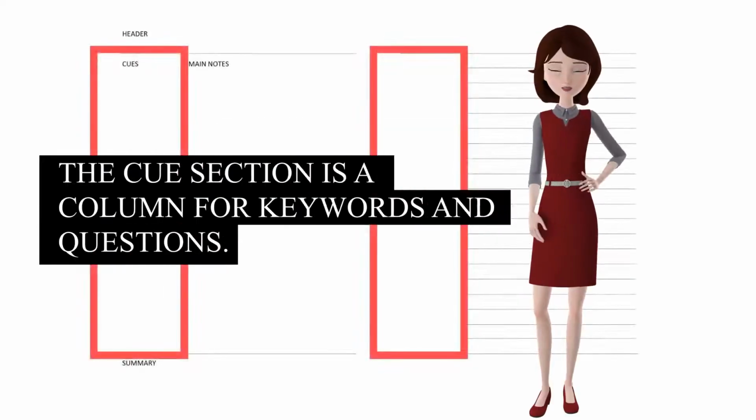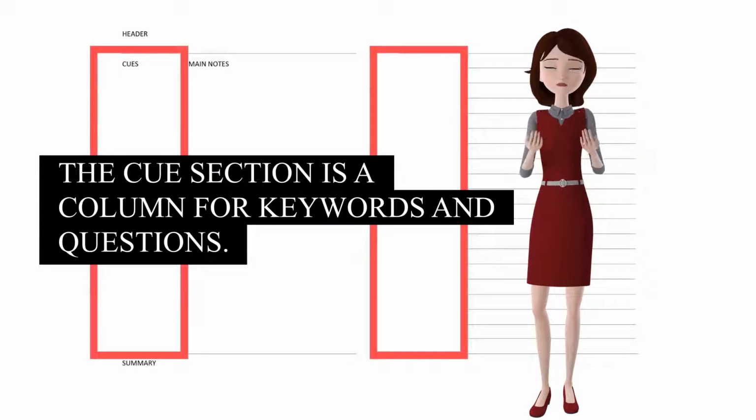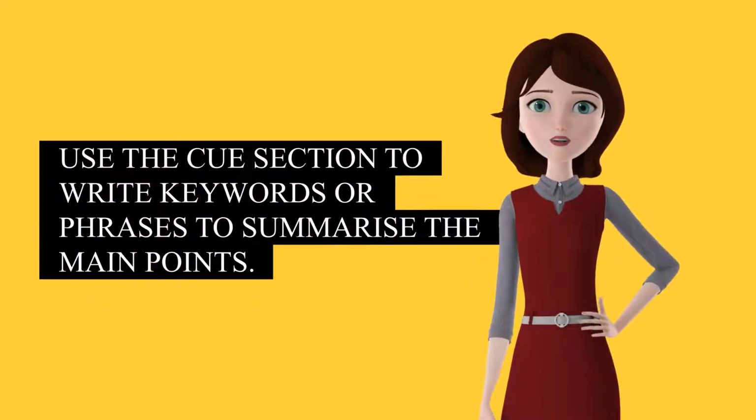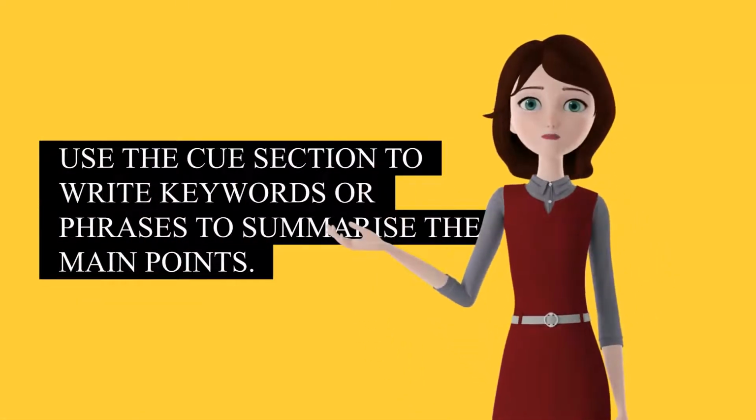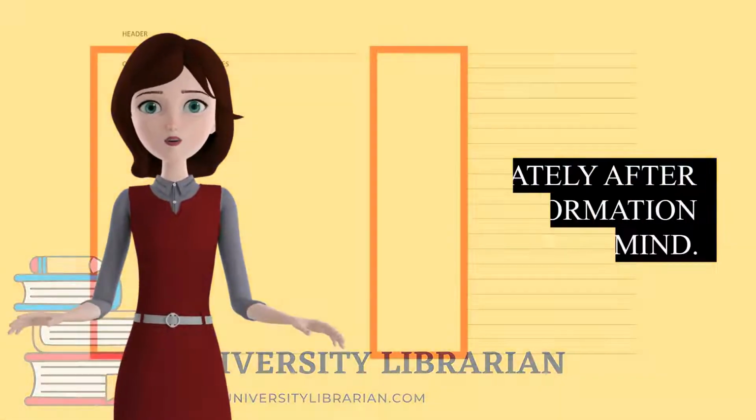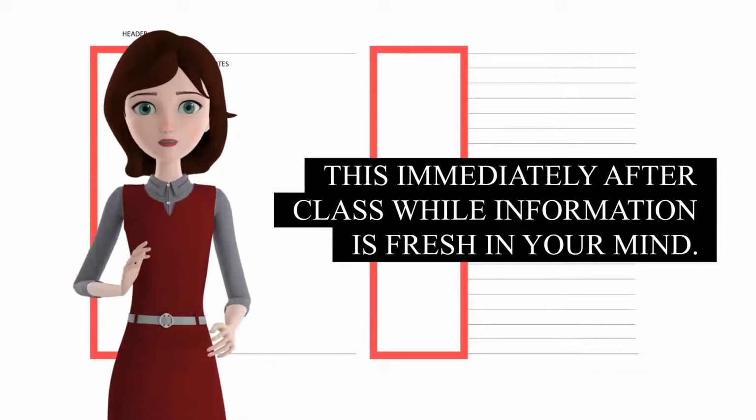The Q section is a column for keywords and questions. Use the Q section to write keywords or phrases to summarize the main points. For the best results, complete this immediately after class while information is fresh in your mind.